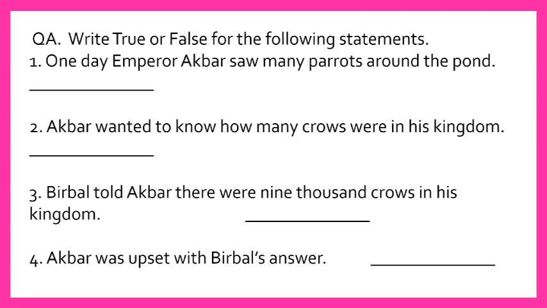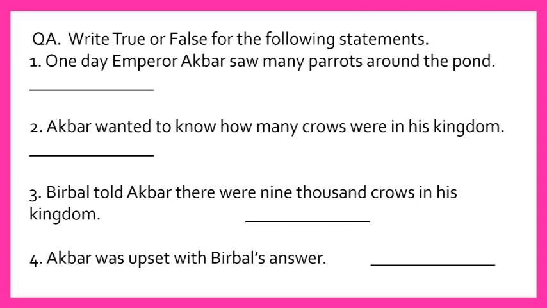Now, there are question answers. Write true or false for the following statements. One day, Emperor Akbar saw many parrots around the pond. Now for this, you should have a clear understanding of your story, and you can refer to the text given previously in the previous slides. Alright? So now, Emperor Akbar saw many parrots around the pond. There are two pieces of information that Emperor Akbar saw.